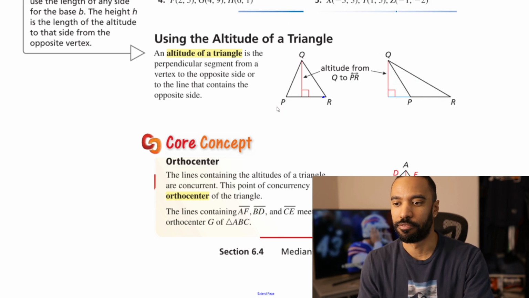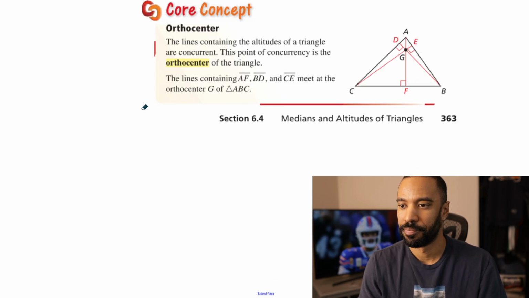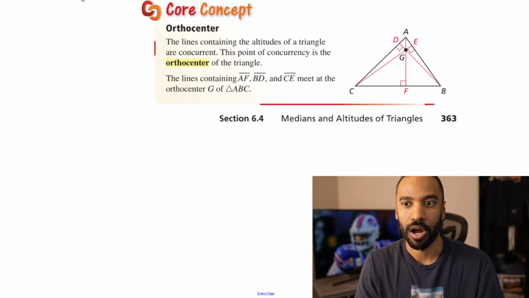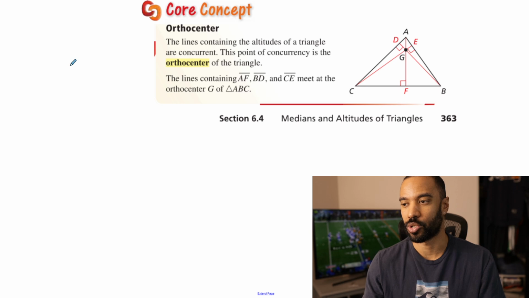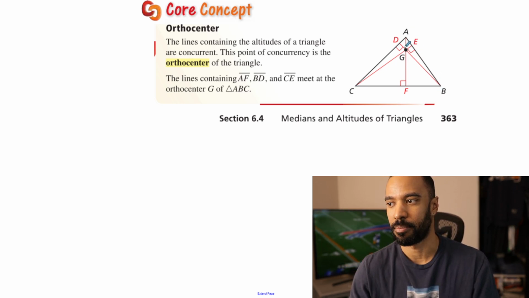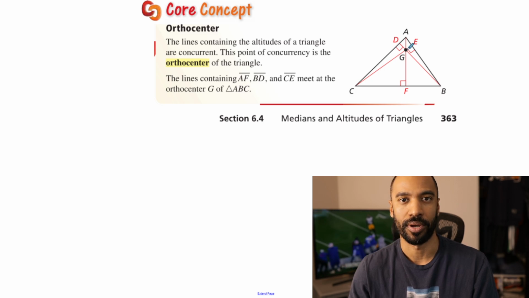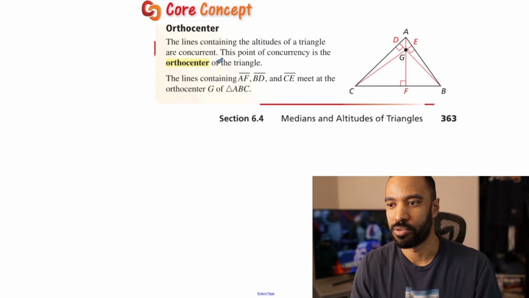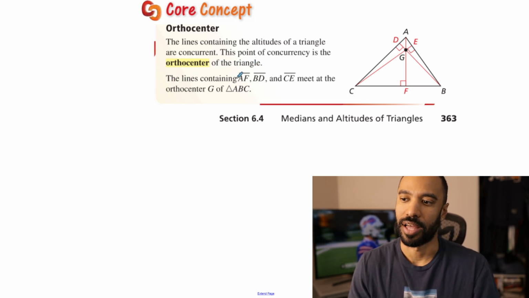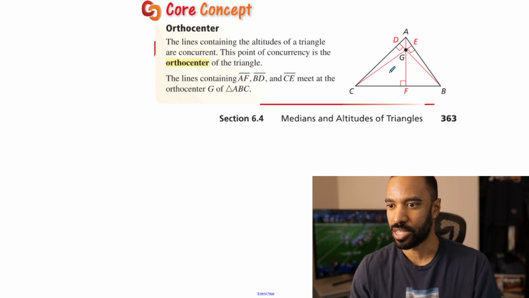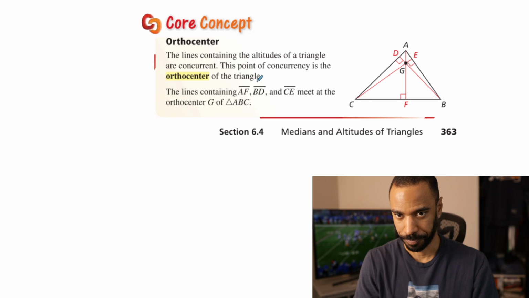Okay, let's keep moving forward and talk about the orthocenter. The lines containing the altitudes of the triangle are also concurrent. Very cool thing about triangles with all this concurrency. If I draw an altitude from C, from B, and from A, they should all intersect at the same point, G. This point of concurrency is the orthocenter of the triangle. The lines containing AF, BD, and CE meet at the orthocenter G of triangle ABC.